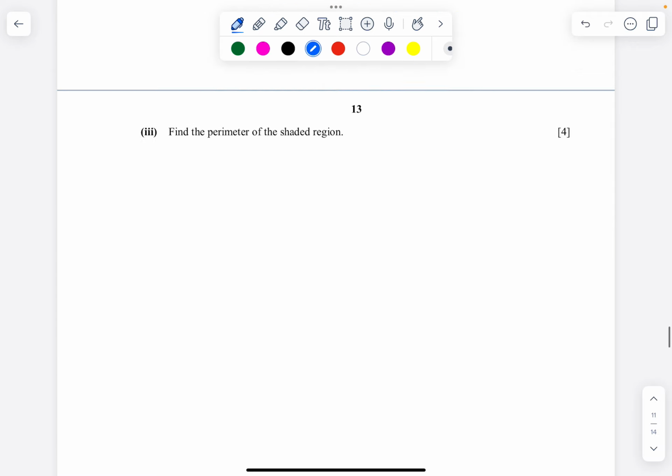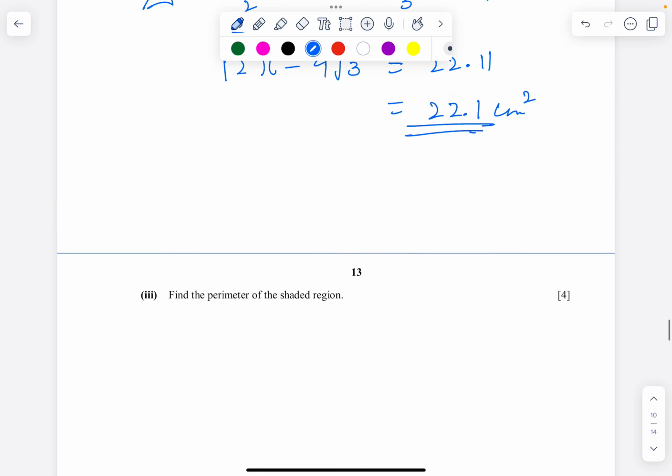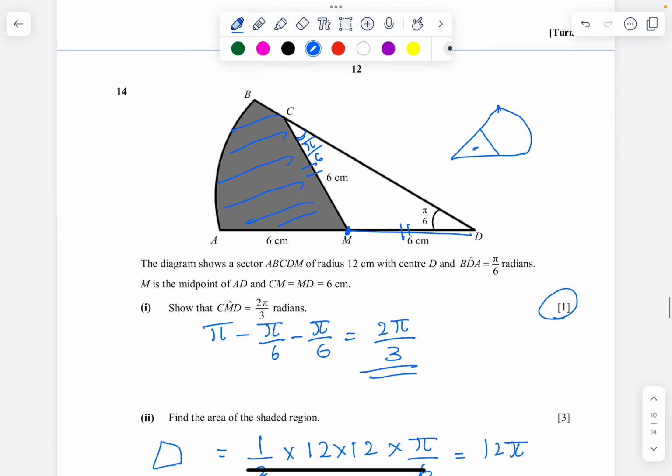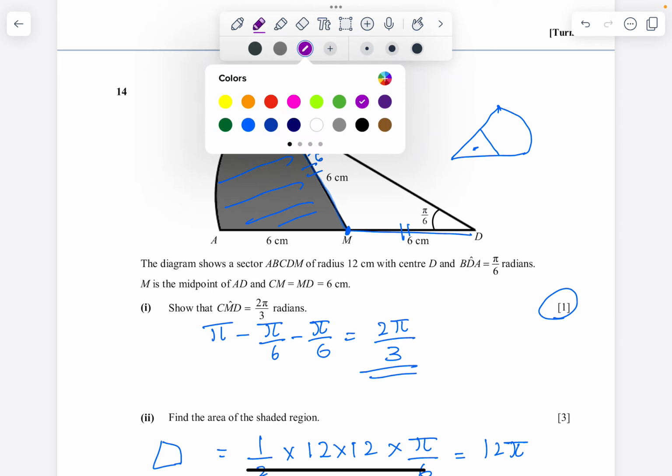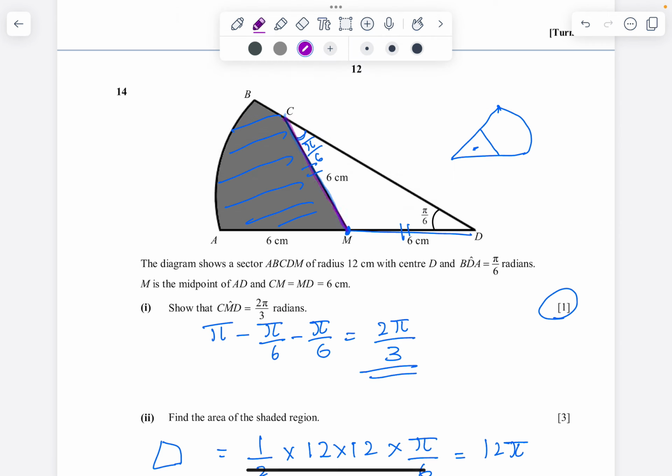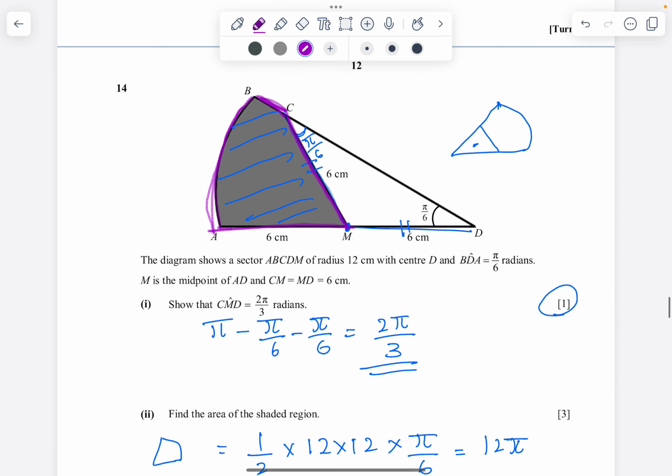Then find the perimeter. So now the perimeter. How do I find the perimeter? The perimeter is this one. I'll take another color. This one is the perimeter of the shaded region. So you can see that for the perimeter, I need to first find what this is, and we have to find what this is as well.